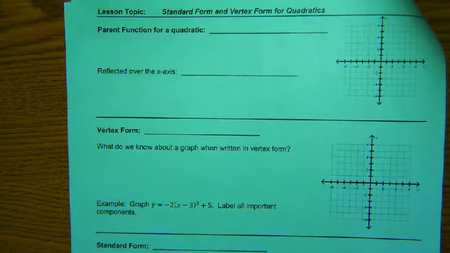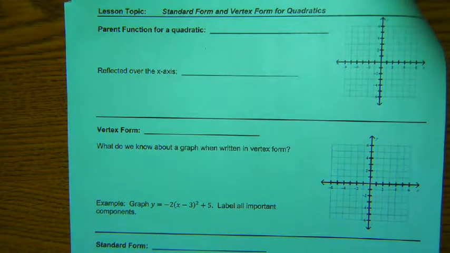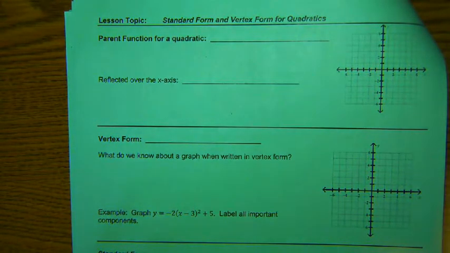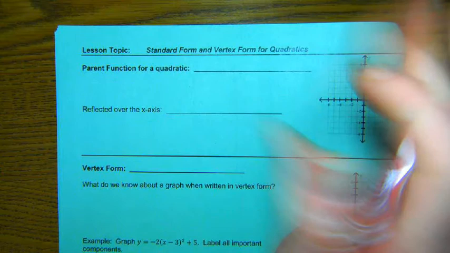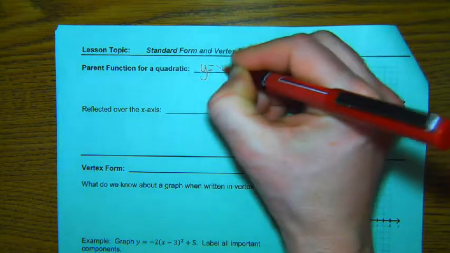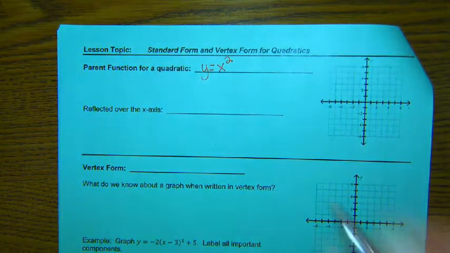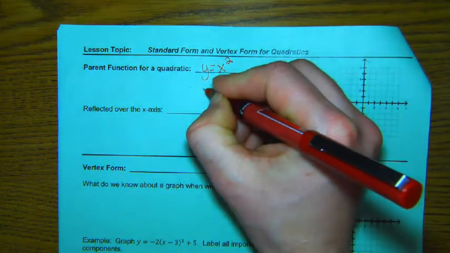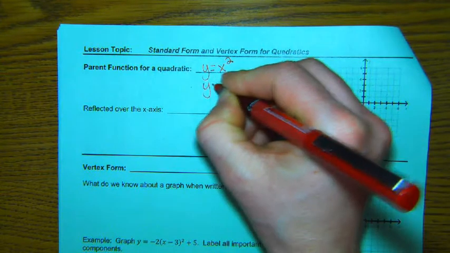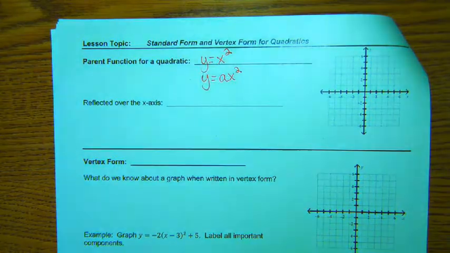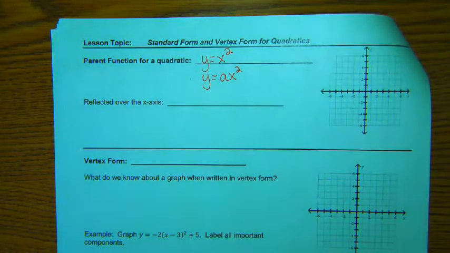All right, so we've already talked about the parent form for a quadratic. The parent function is just x squared, and then sometimes we put a number in front. So I'm going to call it ax squared, okay? So let's just graph x squared again. I know you did it earlier on.